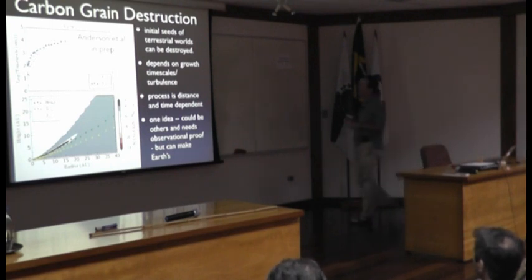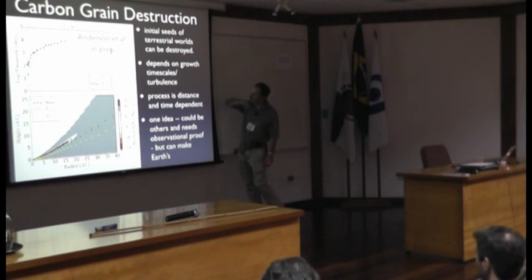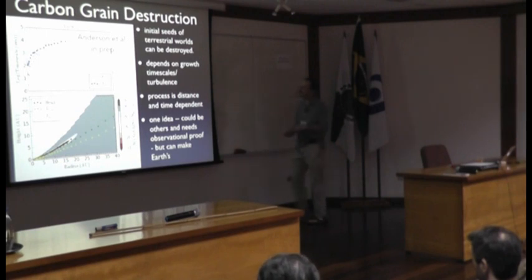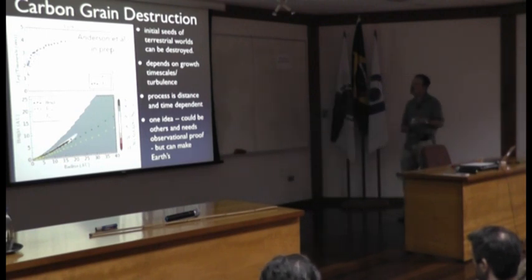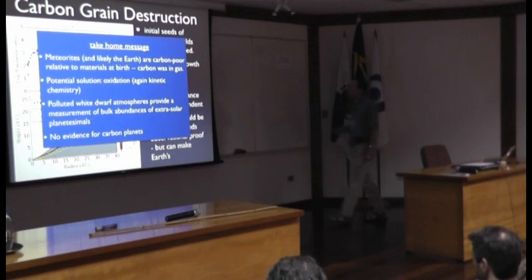This is going to depend upon whether turbulence is happening. It'll be distance and time dependent, but it can get rid of your carbon grains, basically before the periods of planetesimal assembly. All right, so meteorites and the Earth are carbon poor. Carbon was in the gas, and I gave you one solution.